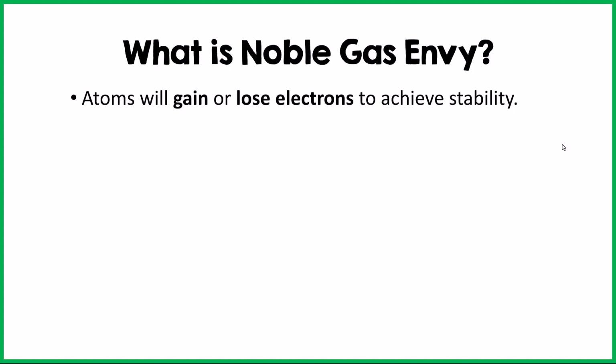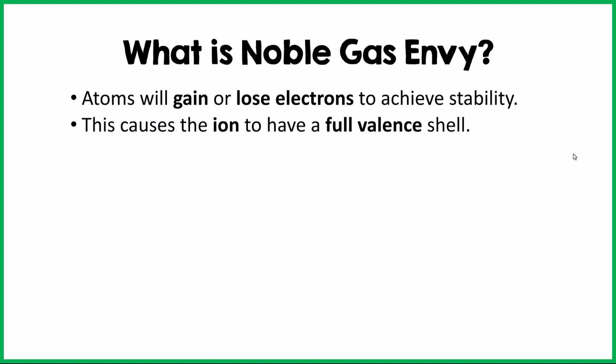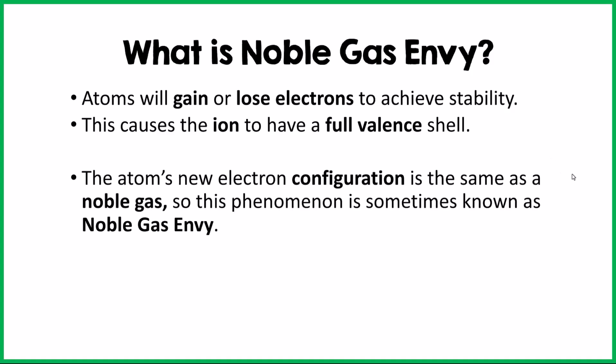Atoms will gain or lose electrons to achieve stability. And as they are gaining and losing electrons, they're forming compounds with other atoms. This causes the ion to have a full valence shell. If they are losing one outer valence electron, they're now left with a full valence shell in that smaller energy level. The atom's new electron configuration is the same as a noble gas. So this phenomenon is sometimes known as noble gas envy.